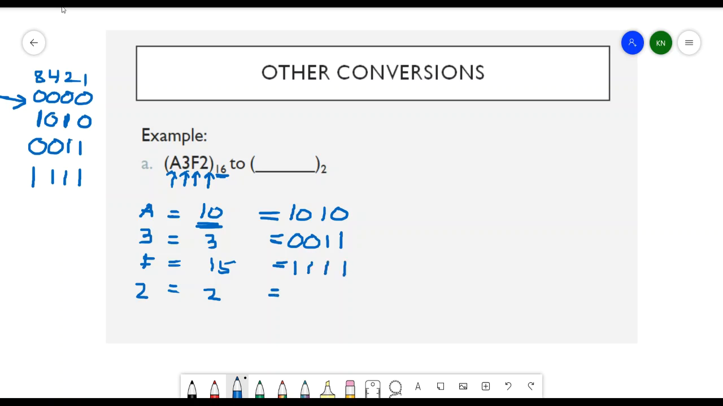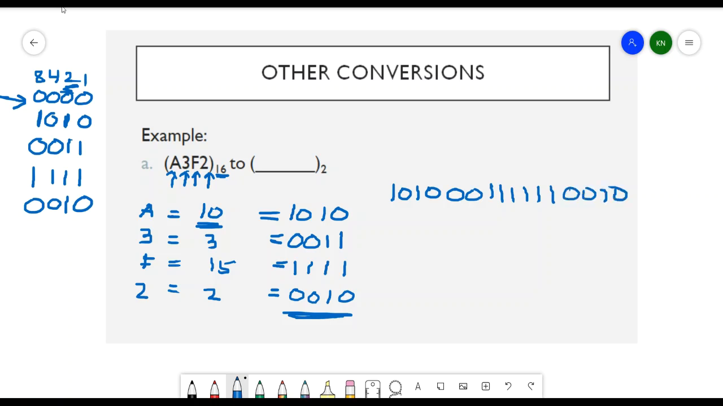Now, what we need is 2. So we already have 2 here, so that's the only on digit here. So the others are off. So we have 0010. Now we can combine all the digits here. So we have 1010, 0011, 1111, and 0010. So this is already the result of your binary.